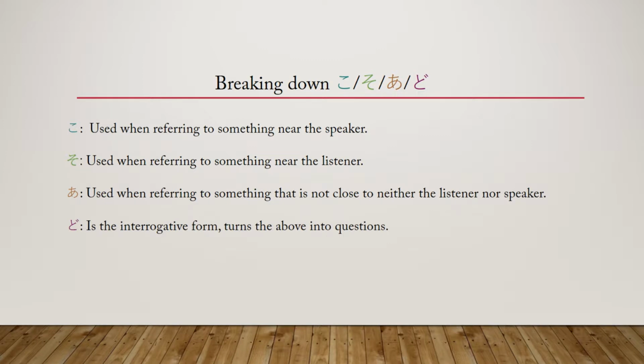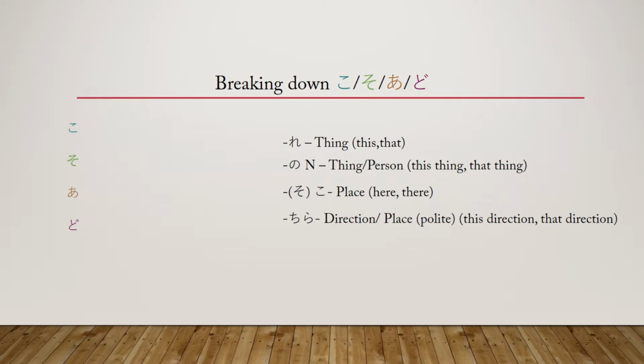Let's go ahead and see all the suffixes so that we can see exactly how these prefixes and suffixes go together. We have our ko, so, a, and do on the left. Then on the right are our suffixes that can create different words to mean different things. So first we have re, then we have no, noun. Then we have so, if used with a. That's important. This one is only used with a.